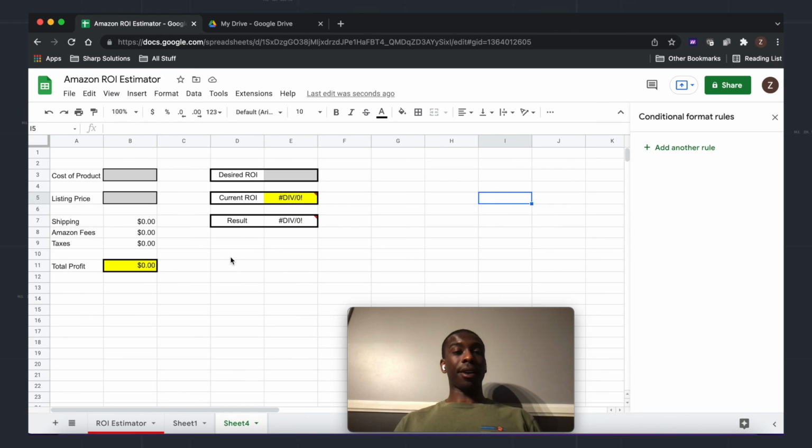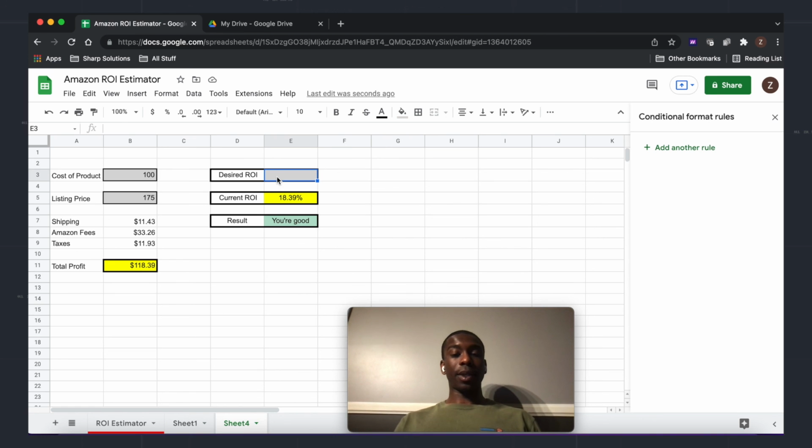And so now we've got our ROI estimator built out. Let's go ahead and play with this to see what happens. So let's say we bought something for $100. We plan on listing it for, we'll say, $175. We can see all of our costs update as a percentage of that list price to give us our total profit. You can see we've got the current ROI calculation, and because we haven't specified a desired ROI, this is going to be read right now as 0, which is telling us we're good.